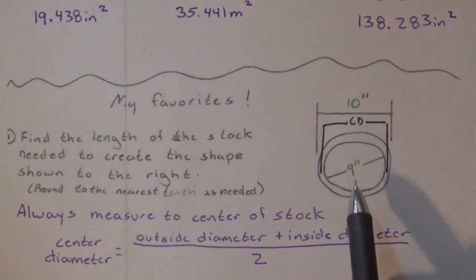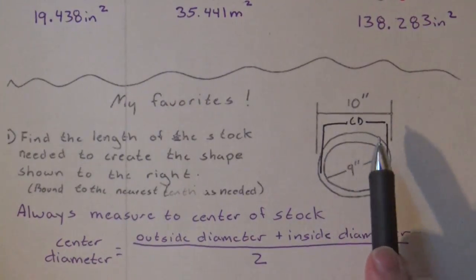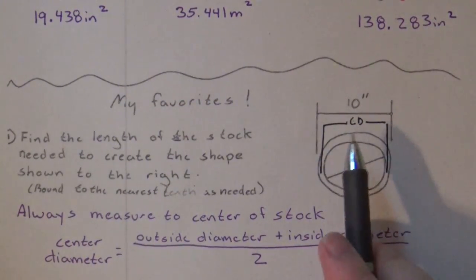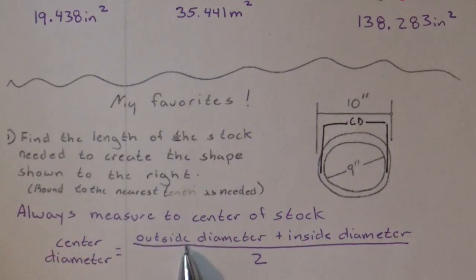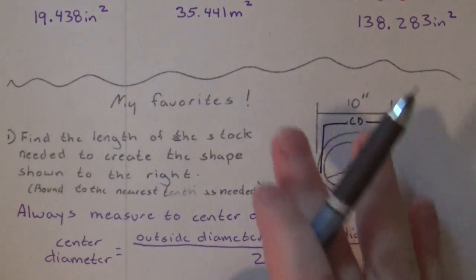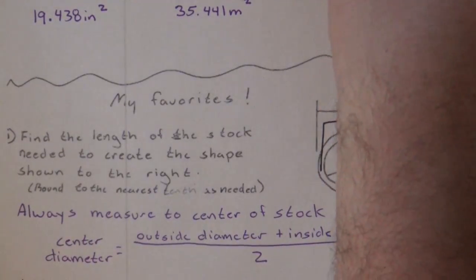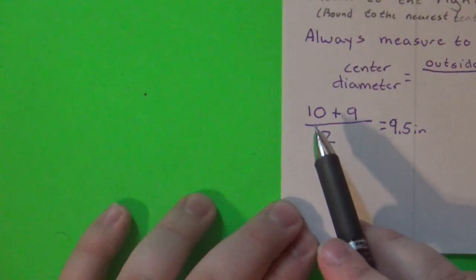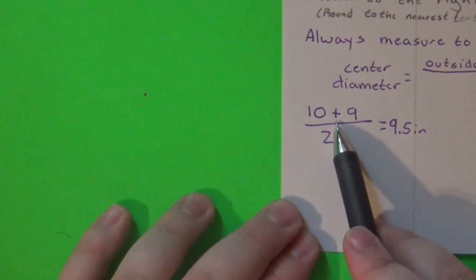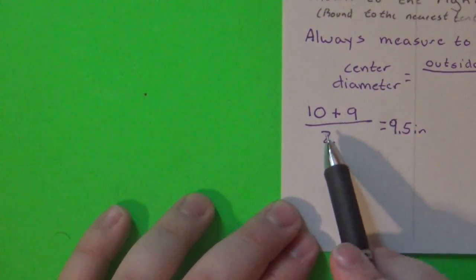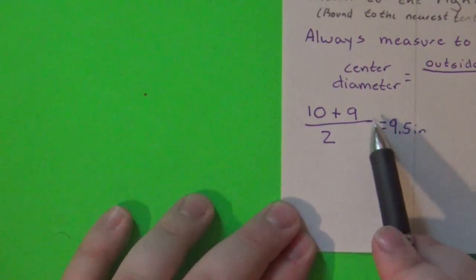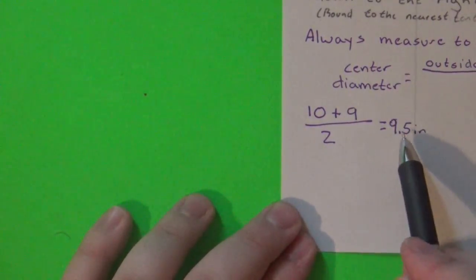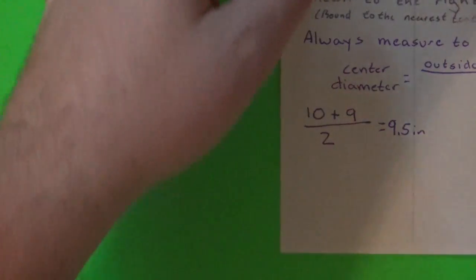I don't want 10, I don't want 9, I want what's halfway in between them. In order to do that, I take the outer diameter, add the inside diameter, and divide by 2. So my outer diameter is 10, my inner diameter is 9, add them, divide by 2, and I get that my center diameter is 9.5 inches.